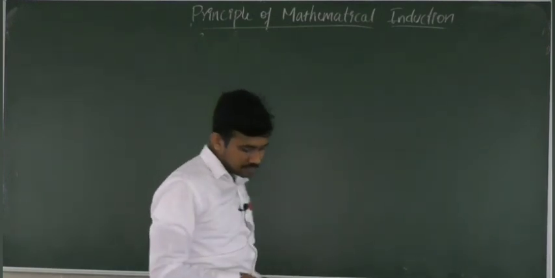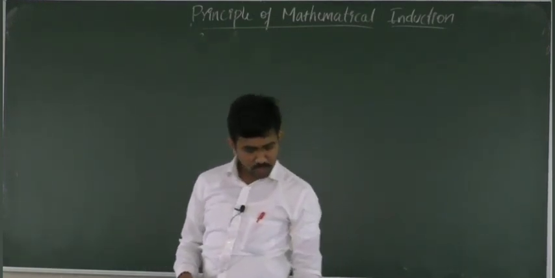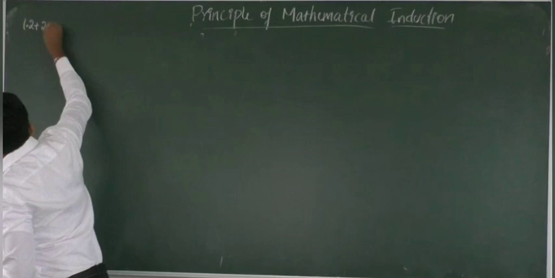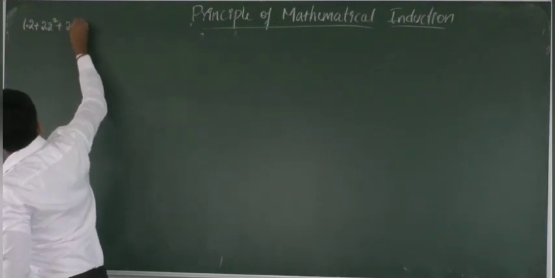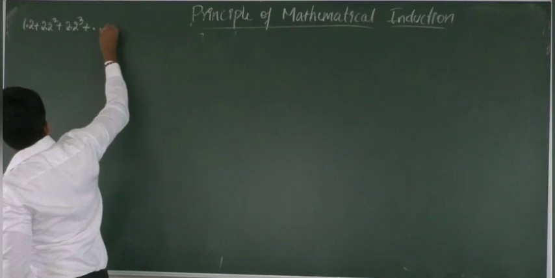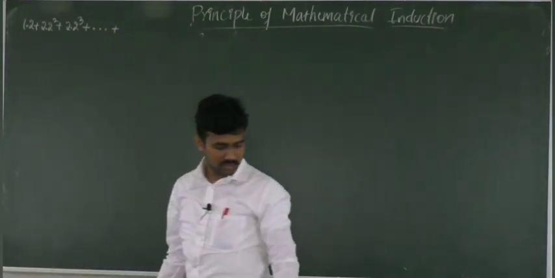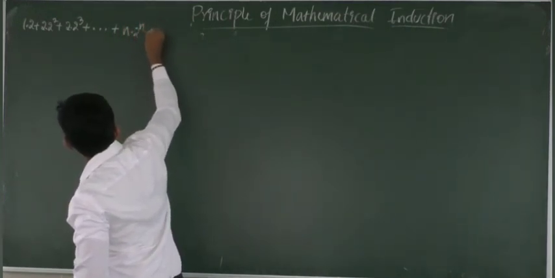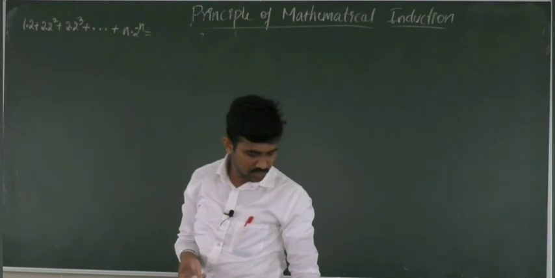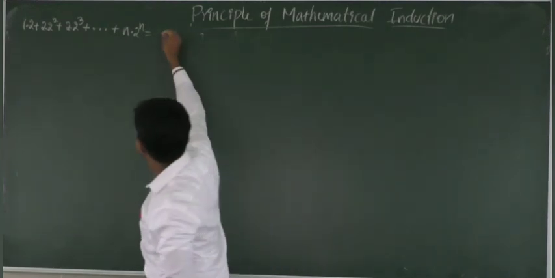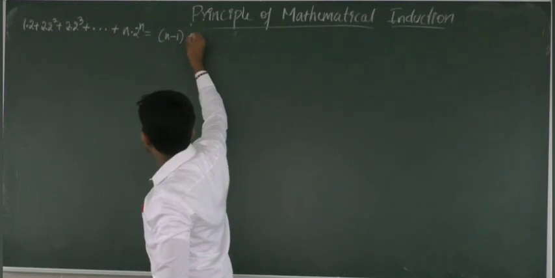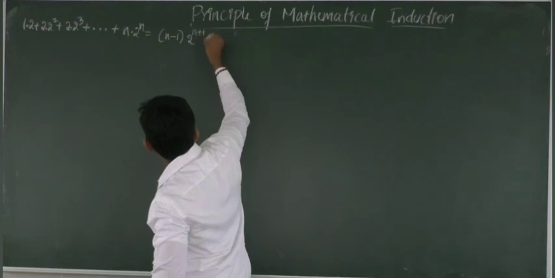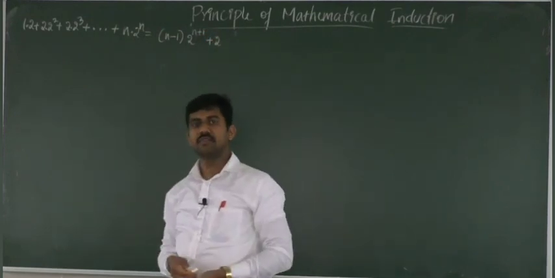See, 1 into 2 plus 2 into 2 square plus 3 into 2 cube plus and so on, n into 2 to the power n is equal to (n minus 1) into 2 to the power n plus 1, plus 2. Okay, same type as your previous question.